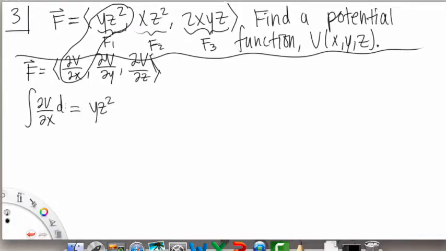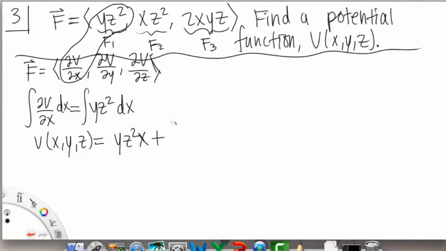So then what we'll do is integrate with respect to x on both sides. On the left we have a v of x comma y comma z, and that's going to equal, since we're integrating with respect to x, the y's and z's are constant, xyz squared, plus some function of y and z alone, because anything with only y and z will disappear when we differentiate to get back to this. So this is a candidate for our potential function.